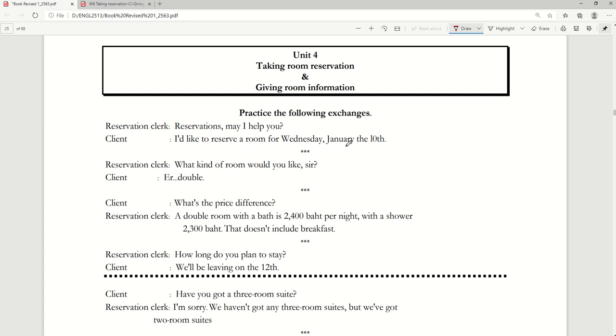Now it is the lesson about Unit 4, and also I will talk about Unit 5 a little bit. So you can see the topics of Unit 4 are about taking room reservations and giving room information. So now we are here at the pre-arrival stage. I hope you can remember that.